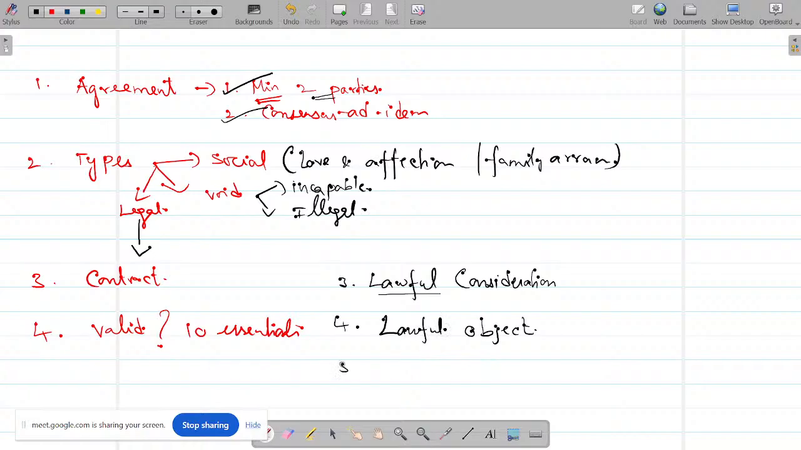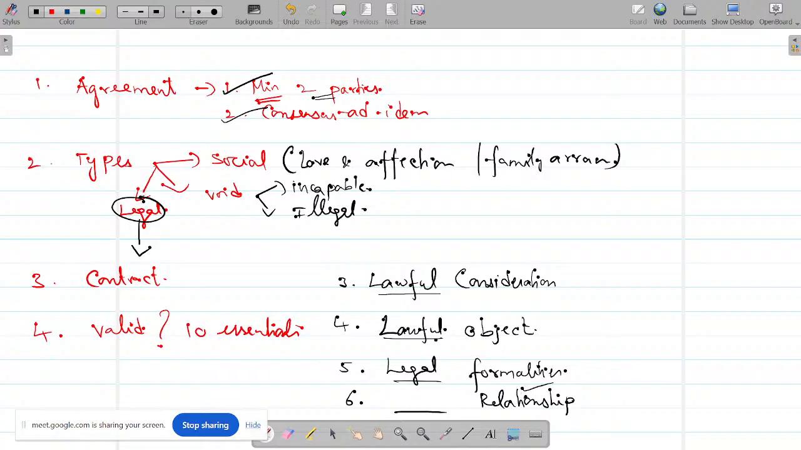Then the fifth one, formalities. Depending on the subject matter, I may have different formalities. That formality will be called not lawful but legal, because we stick to the specific act, the specific rules and regulations we have. Sixth one, relationship. We are confirming that it is legal and not social in nature. That's why the relationship, which means the legal intention to be created, will not happen in a social agreement. It may happen in a void agreement, but we are not going to consider it because it becomes illegal or an incapable person is entering into it. So here it becomes the legal relationship.